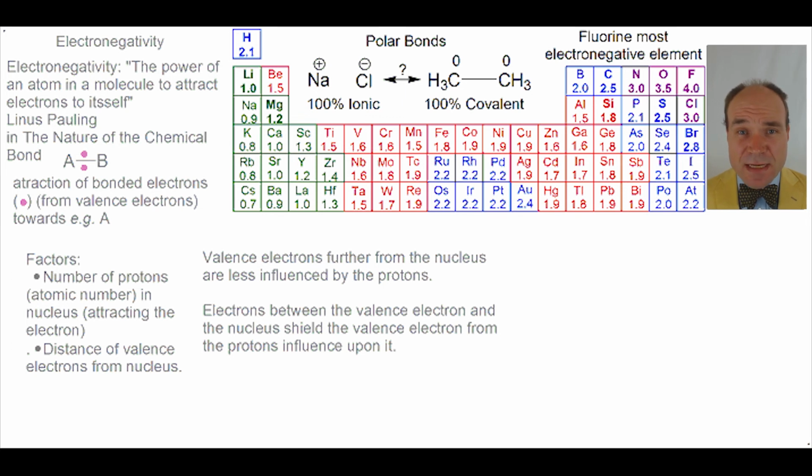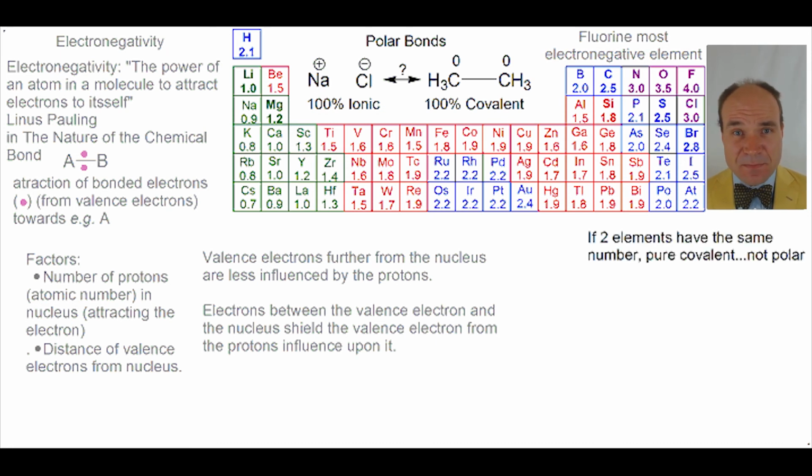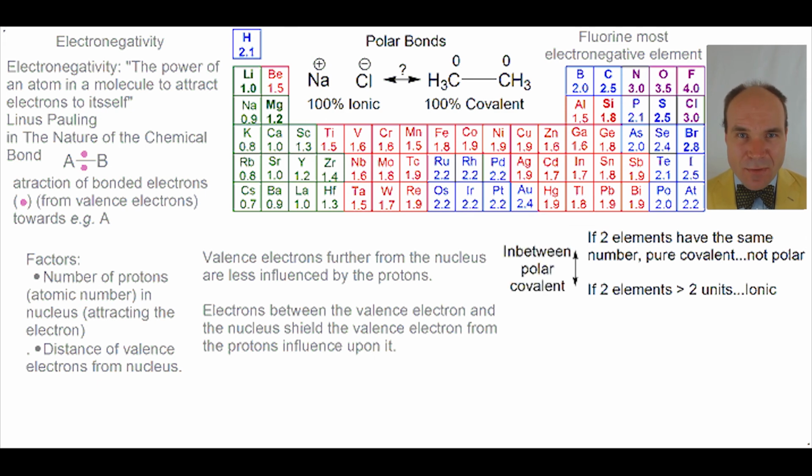So how do we use these electronegativity numbers? Well, if we're considering two atoms and they have the same number, that's going to be a covalent bond. If the two atoms have a difference of electronegativity number greater than 2, so maybe, for example, one is 3 and one is 1, then we would anticipate it being an ionic bond. So what's left? Anything between 0 and 2, well, that is going to be our polar covalent bond.